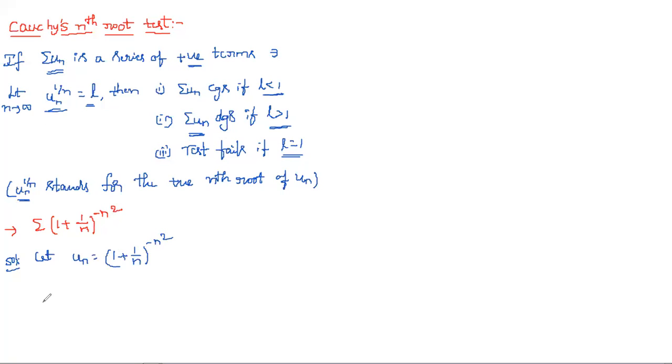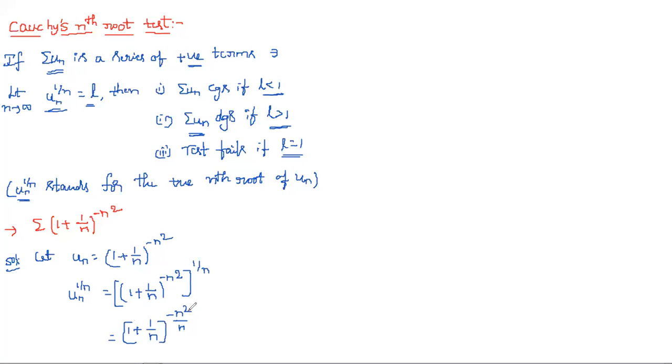And next, immediately, for applying the nth root test, what do we require? un power 1 by n. So un power 1 by n is equal to (1 plus 1 by n) whole power minus n square, and whole power 1 by n. This is nothing but un and whole power 1 by n, so a power m whole power n. That is simply (1 plus 1 by n) whole power minus n square by n.